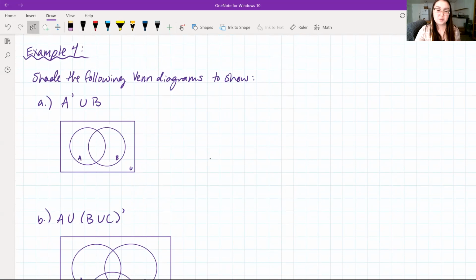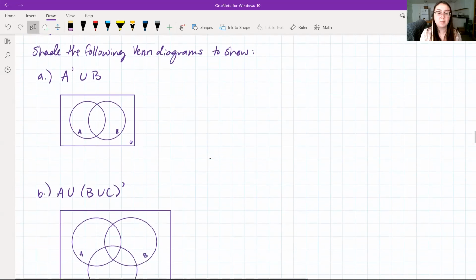All right, so moving on to example 4. We want to shade the following Venn diagrams to show, for part A, A complement union B. So now we're just shading Venn diagrams. We don't actually know the elements inside of these sets. We just have Venn diagrams and our expressions.